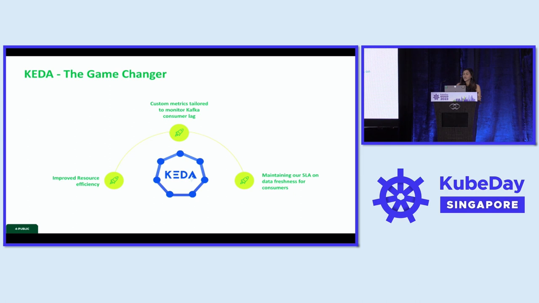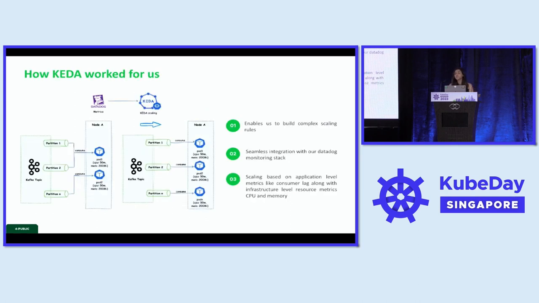But now, since we had the targets or guardrails assigned for consumer lag, we could push the CPU utilization to more than 80% or higher. And hence, it helped us achieve higher resource efficiency as well. So in our system's context, how KEDA helped us achieve our goals was majorly in three ways.